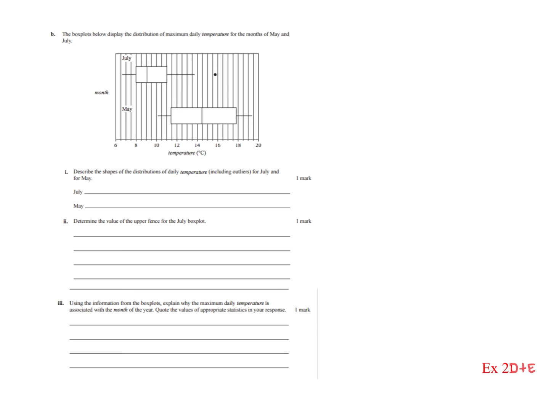All right, going on. The box plots display the distribution of maximum daily temperature for the months of May and July. Describe the shapes of the distributions of daily temperature, including outliers, for July and May. So just be careful. The first one, we're going to look at July. So what do you think the shape is there? Have a look at your diagram. We've got a small box, then a large one. Positive. And does it have an outlier? Yep. So we'll say positively skewed with an outlier.